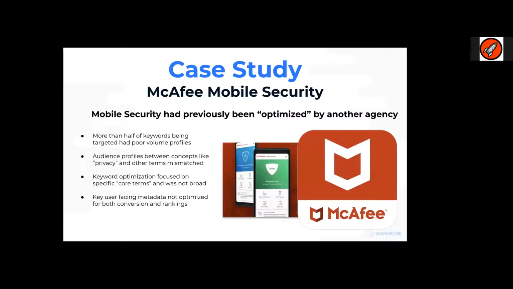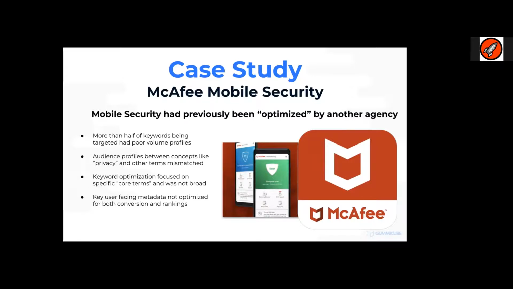So now I want to share a brief case study. And this case study focuses on an app that GummyCube works with using more of a merchandising-based optimization methodology. So looking at all of the keywords an app ranks for, creating that kind of cadence with keyword and metadata updates. And I like this example because McAfee Mobile Security is an app that had previously been optimized by another agency for more than a year. It's also an app that is very, very well known. It's a very, very well known brand. And so it has a lot of brand recognition and it picks up downloads because of that brand recognition.